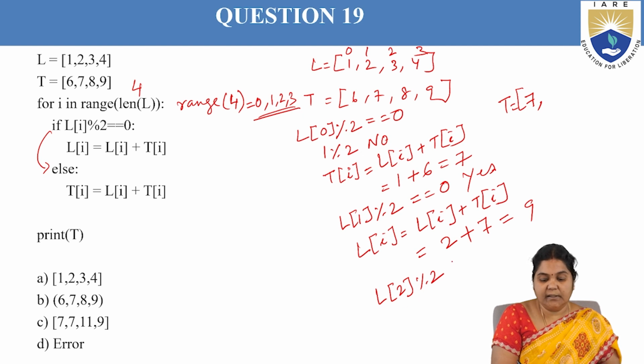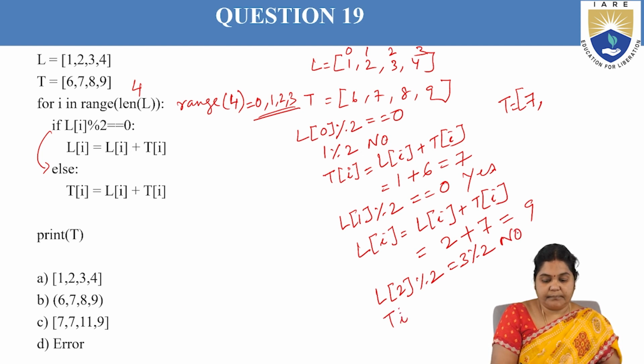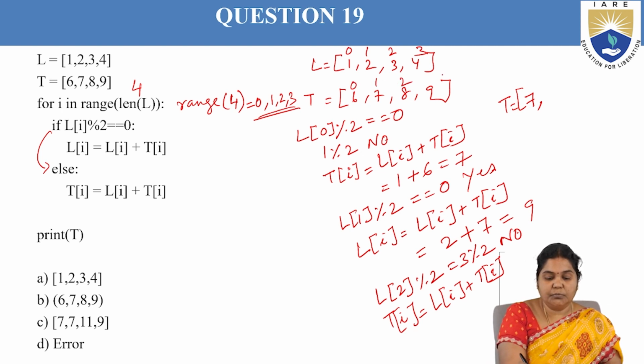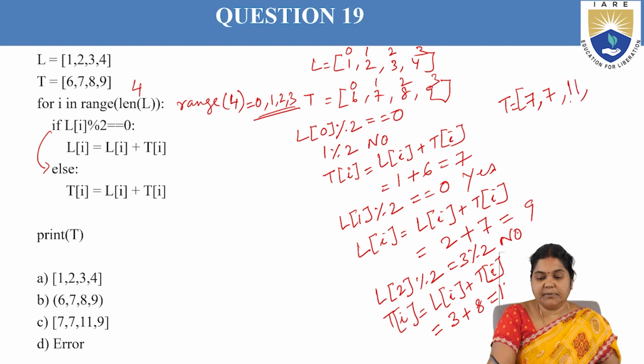L of 2 contains 3. 3 modulus 2 is equal to 0? No. So then it comes to T of i, which equals L of i plus T of i. What is there at the second place, T of 2? This is 0, 1, 2, 3. So what is the value of L of i? It is 2, which is nothing but 3 plus T of i. T of i is 8. So 8 plus 3 is 11. So 7 is as usual and the third place is replaced with 11.